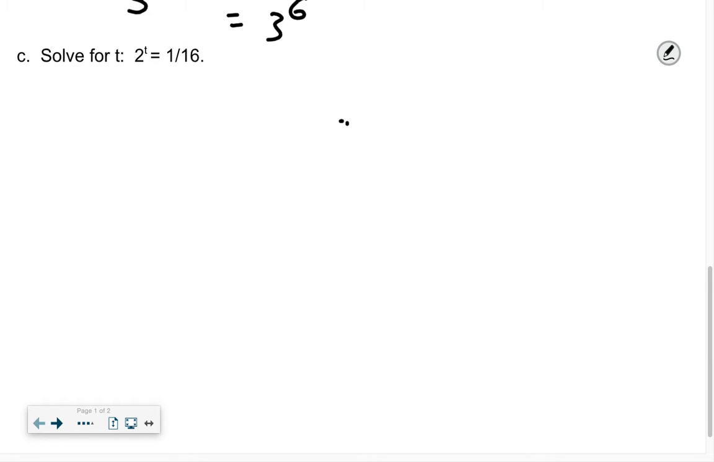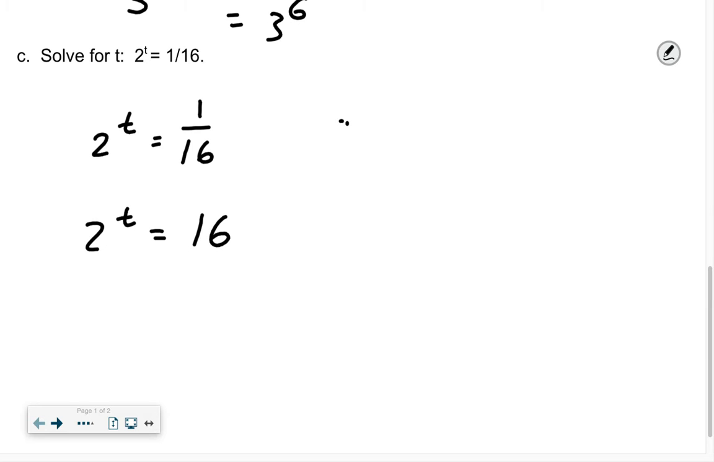Part C is kind of an extra problem. Let's go ahead and go through this one together. We have 2 to the t is equal to 1 over 16. You know, I think we all recognize that we could rewrite 16 to have a base 2 with an exponent. The only problem is it's in the denominator. Am I right? So what could I do to bring that 16 up to the numerator? Yeah, very good.